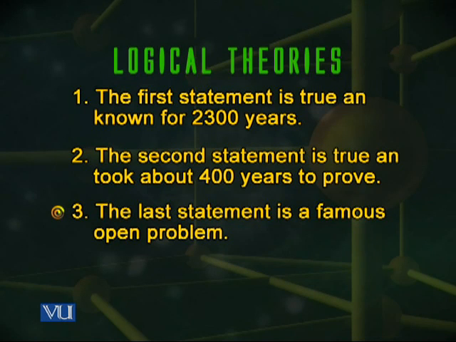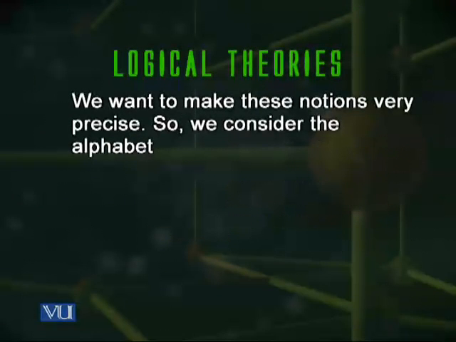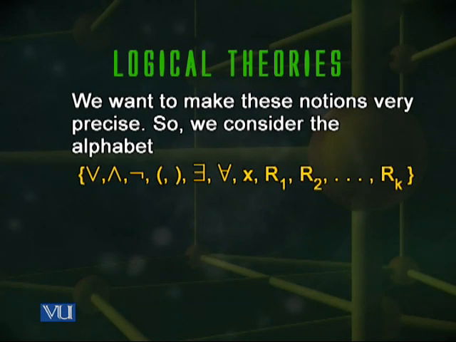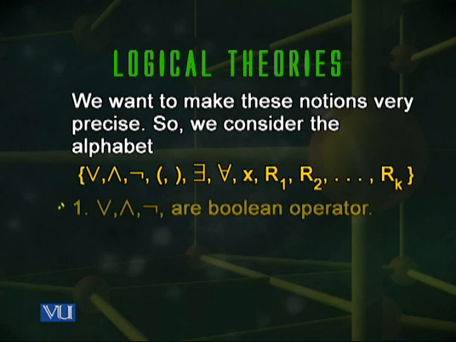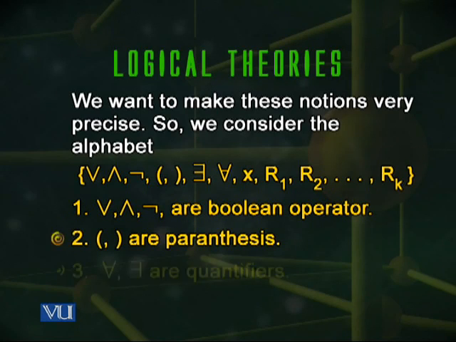What we want to do now is study these statements very formally. We want to make all these notions very precise. So we start with this alphabet which has or, and, negation, the two parentheses, there exists, for all, x, and some things which we are going to call relation symbols, R1 up to Rk. As you know, or, and negation are Boolean operators. We have two parentheses. We have two things which we are going to call quantifiers. One of them is for all, and the other is there exists. These are the two quantifiers we will have.